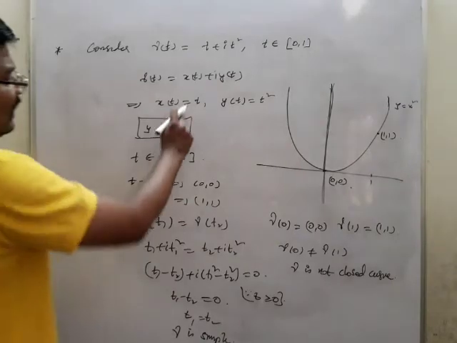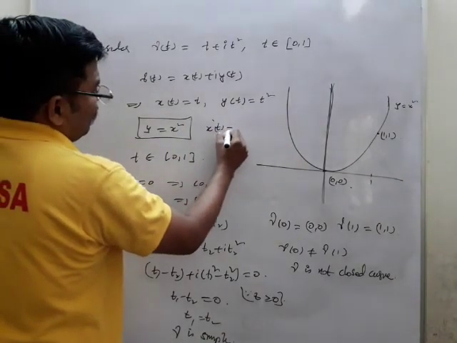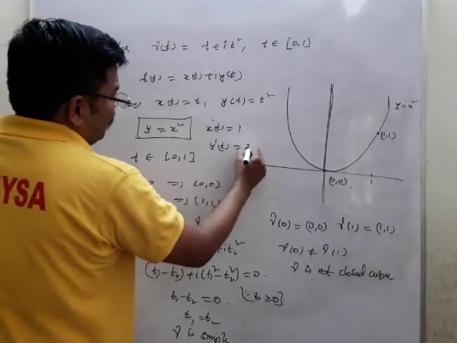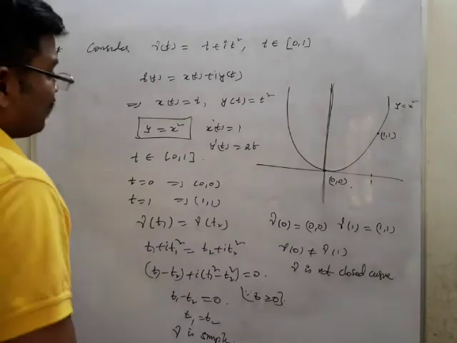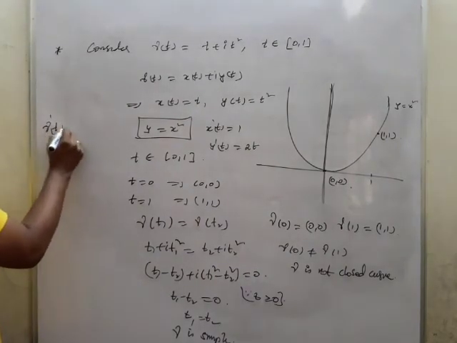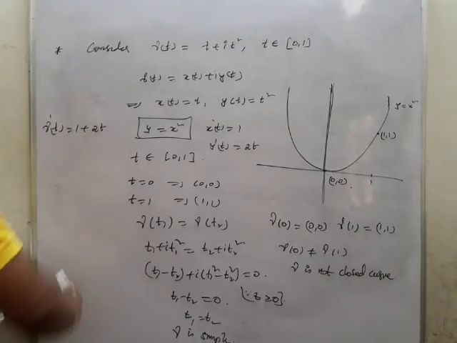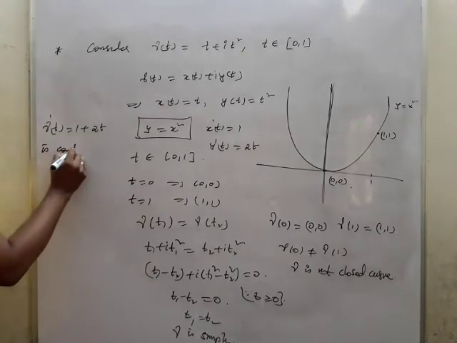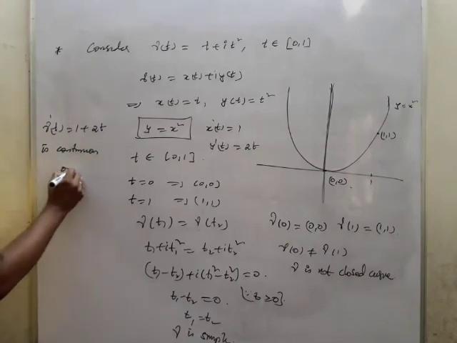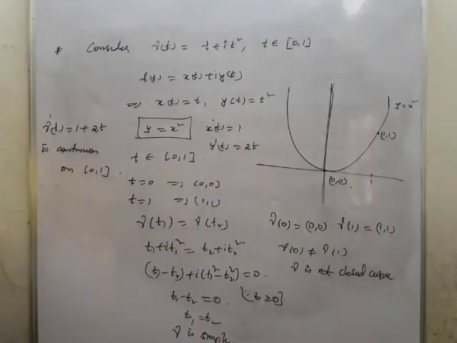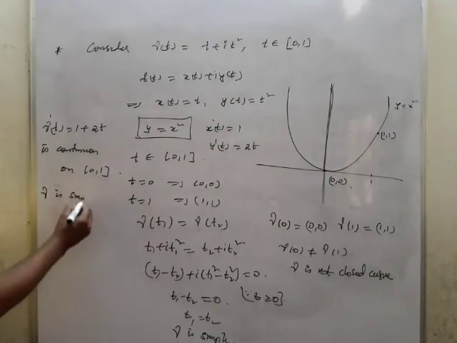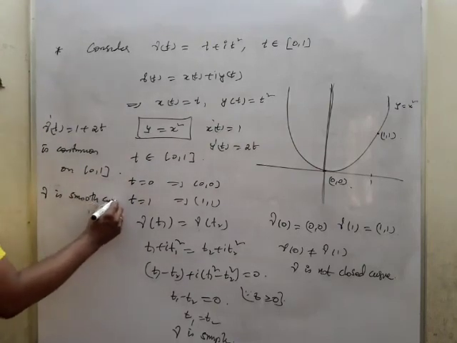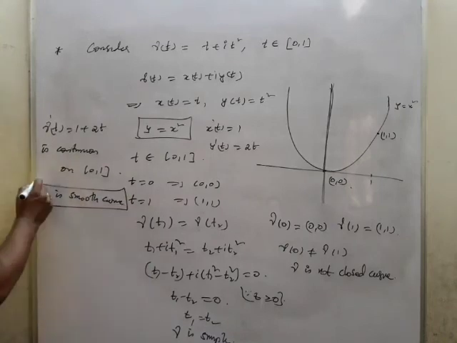But if you take the derivative, x dash of t is equal to 1, y dash of t is equal to 2t. Therefore gamma dash of t is equal to 1 plus 2t i. So it is continuous on 0 comma 1. So gamma is a smooth curve in this regard.